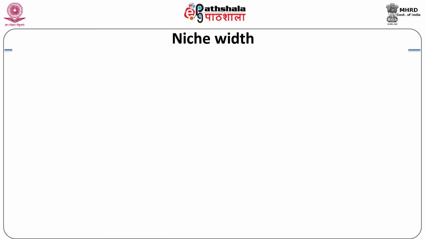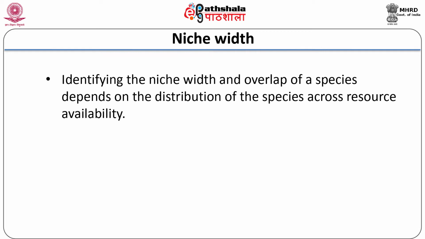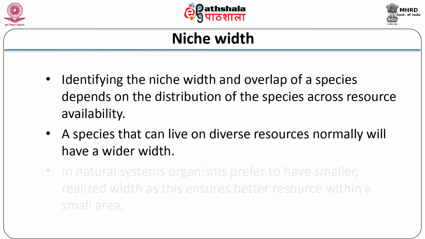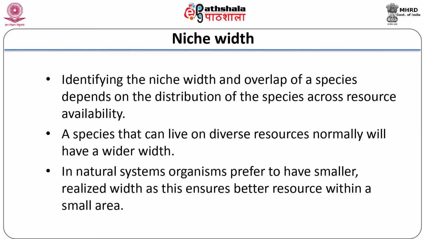Talking about the niche width, identifying the niche width and overlap of a species depends on the distribution of species across resource availability. A species that can live on diverse resources normally will have a wider width. In natural systems, organisms prefer to have a smaller realized width, as this ensures better resources within a small area.